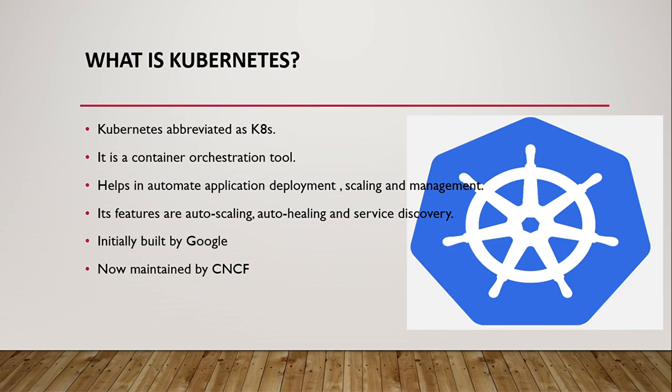It is a container orchestration tool. It means it helps us maintain clusters where we want to handle multiple containers. With the help of Kubernetes, we can automate our application deployment, scale the application, and also manage our applications with ease. It has features such as auto scaling, auto healing or self healing, and service discovery. We can deep dive into these features in our later videos. Kubernetes was initially built by Google, and currently it is being maintained by the Cloud Native Computing Foundation.